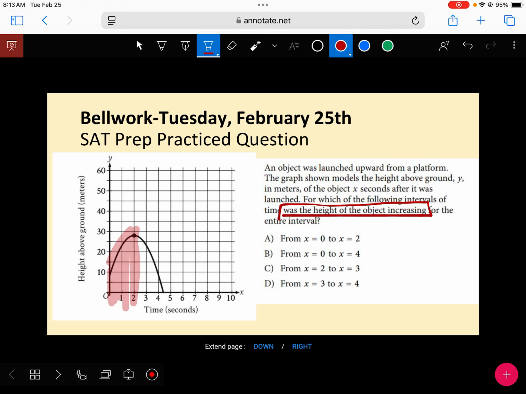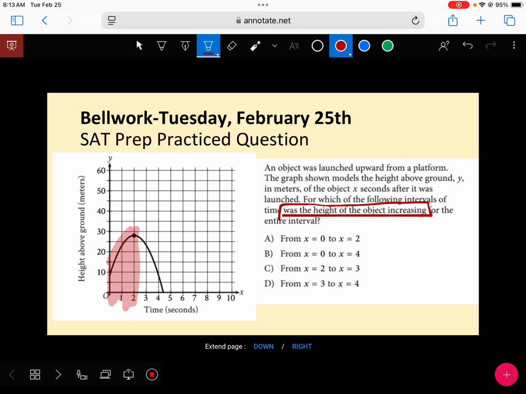So which option would you choose? A, B, C, or D? Is it going up between 0 and 2? Is it going up between 0 and 4? Is it going up between 2 and 3? Is it going up between 3 and 4? When is it going up?